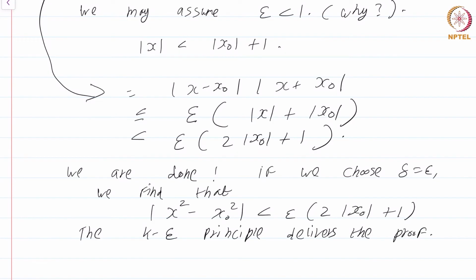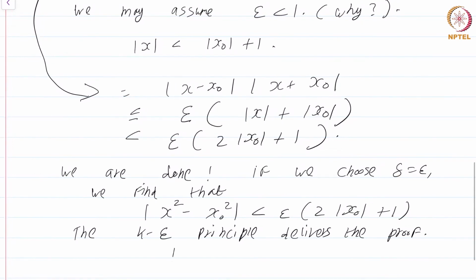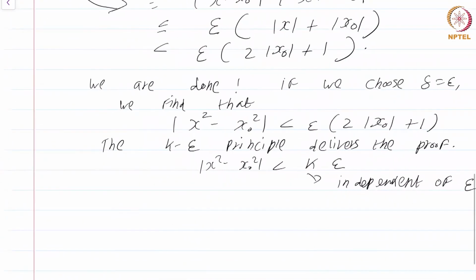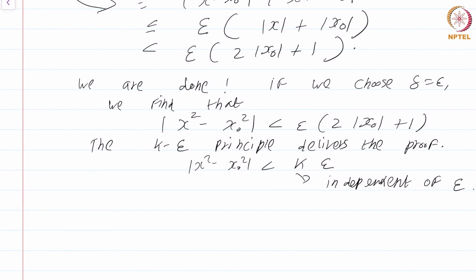That means for any fixed epsilon, if you can find a bound of the form mod x squared minus x naught squared is less than K epsilon, and this K is independent of epsilon, which indeed it is. That's why we assumed epsilon is less than 1, so that we have this independence. If you have this independent of epsilon, then this quantity x squared minus x naught squared can be made arbitrarily small. That was the K epsilon principle, right? Hence we are done. The K epsilon principle delivers the proof.